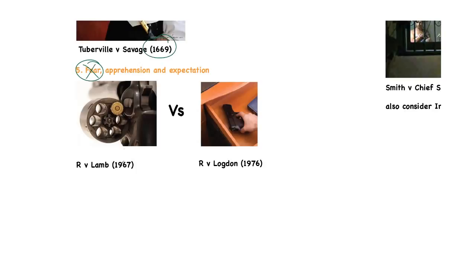And the best way to look at that is to look at the two cases of Lamb and Logden. In Lamb, the defendant and the victim were friends. They were playing with a revolver. They were playing Russian roulette. In the chamber were 2 bullets. There's only one here, but imagine there's another one in here. Neither of the bullets was opposite the chamber, so that meant that the gun was safe as far as the victim was concerned.